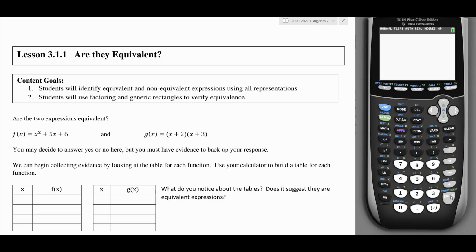Today we are going to start chapter 3 and we're going to begin here with lesson 3.1.1. We're going to be focusing on equivalency to start off this unit and what it means for two functions to be equivalent to each other.